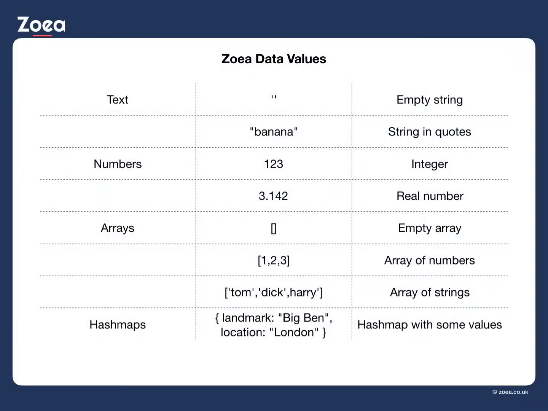Data values in Zoea programs are very similar to JSON. Numbers can be represented as integers, floating point, or in scientific format. Strings can use single or double quotes, and special characters are escaped with backslash. Arrays are represented with square brackets and hash maps with braces. Arrays and maps can be combined to produce any kind of composite data structure.